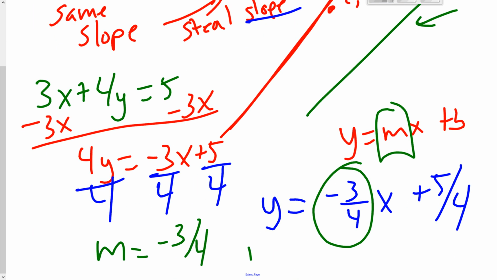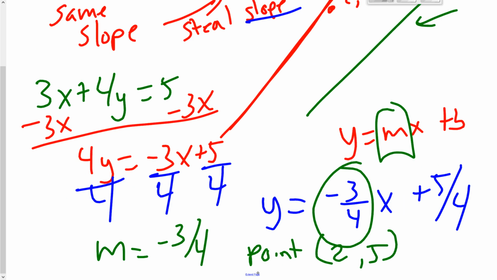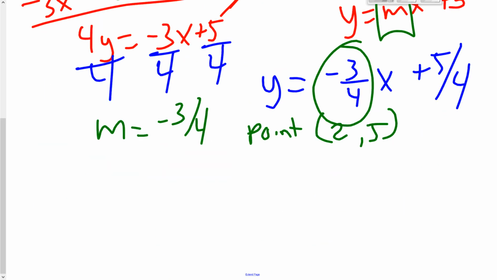And a point 2, 5. Notice again that it just says write an equation, right? It says write an equation. That means it doesn't matter what form. It's not asking for a form. It's just asking you to write an equation. So the best one would be point slope.